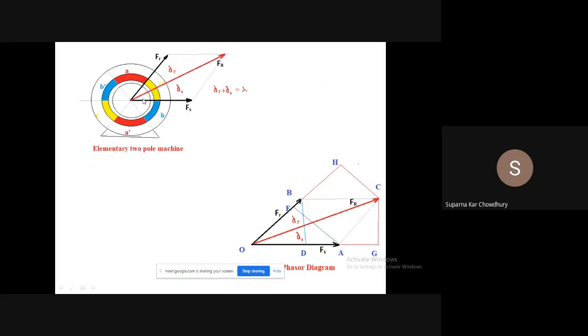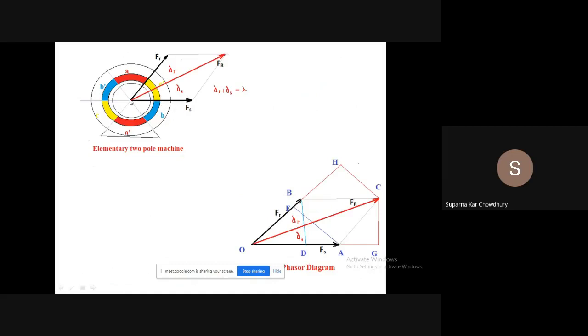Now the rotor field is rotated at synchronous speed by the prime mover, and the field created by the stator current is a rotating field which is rotating at synchronous speed. So both the fields are rotating at the same speed. So with respect to one another, these two fields appear stationary.